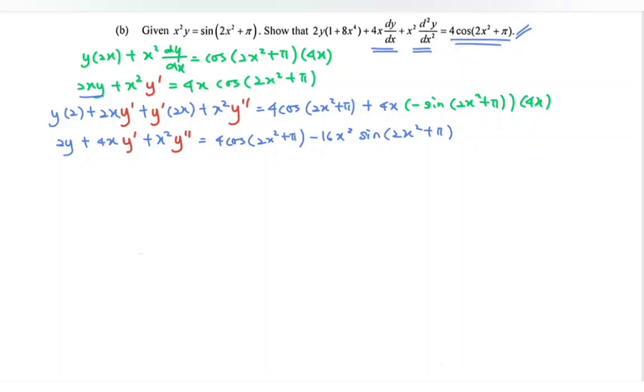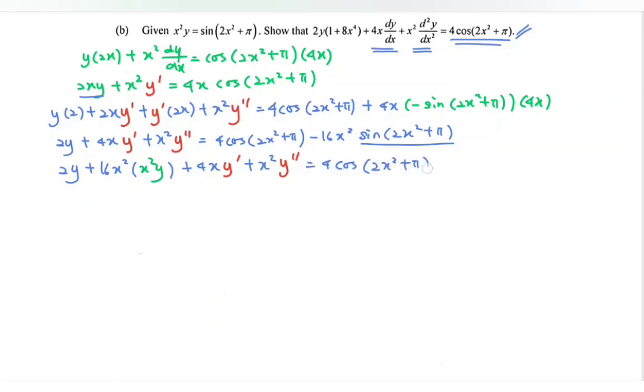Kindly rearrange the situation. And we notice that actually the sine bracket 2x squared plus pi equals 2y plus 16x squared, multiplied with x squared y. Then plus 4x, then y prime, plus x squared, then we have y double prime, equals 4 multiplied with cos bracket 2x squared plus pi.